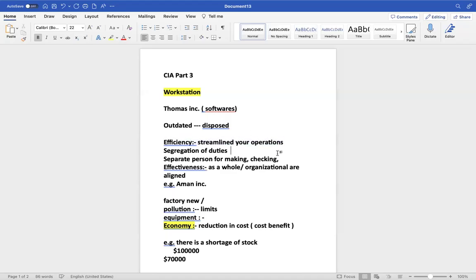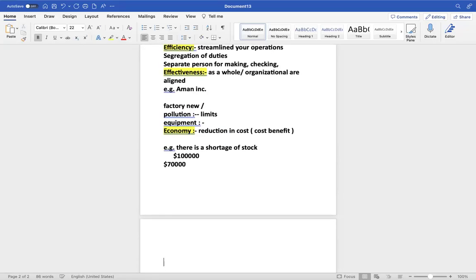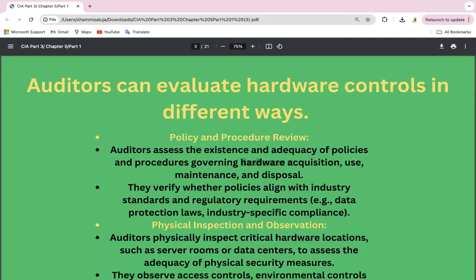Now, I believe as far as these terminologies are concerned, if we talk about efficiency, effectiveness and economy, they are made clear to you. Now let's proceed further so that the other things can also be discussed.